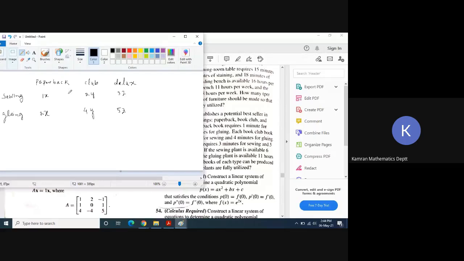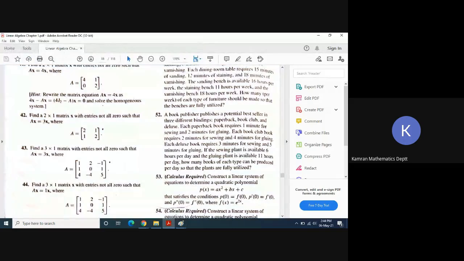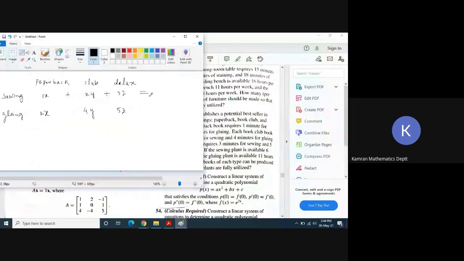Now the total sieving time for the 3 books will be X plus 2Y plus 3Z. But the sieving plant is available for 6 hours, so this expression must be equal to 6. And the total gluing time for the three books will be 2X plus 4Y plus 5Z, and the gluing plant is available for 11 hours.